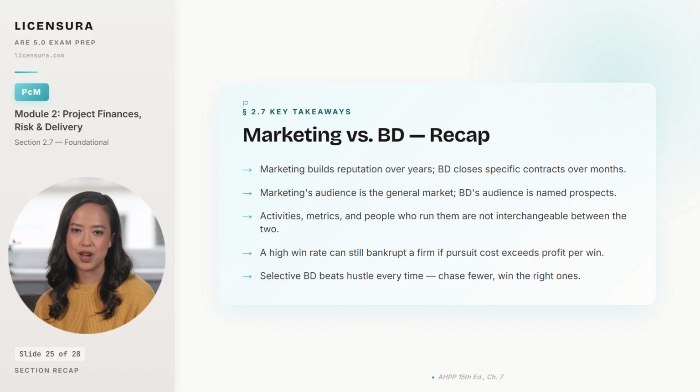Fourth, a high win rate is not, on its own, evidence that your BD engine is working. If your pursuit cost per win exceeds your profit per win, you are bankrupting yourself one signed contract at a time. And fifth, the fix is almost always selectivity, not hustle. Chase fewer projects, the right ones, with higher probability per pursuit, and the math turns from bleeding to building.